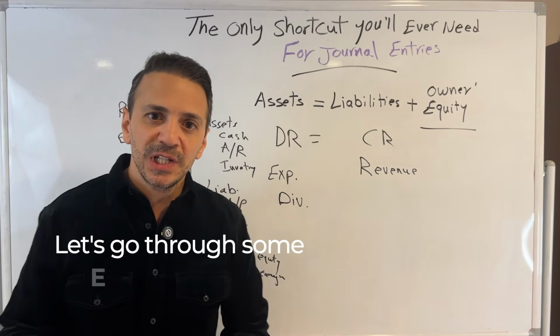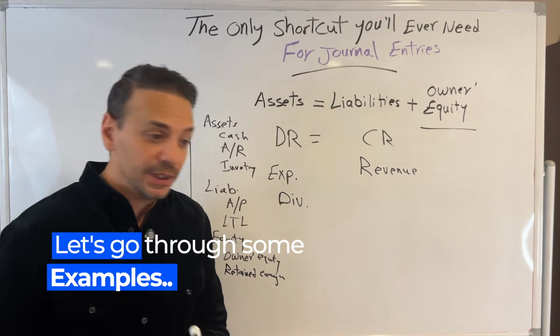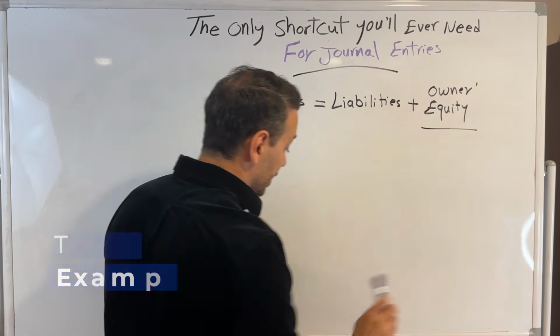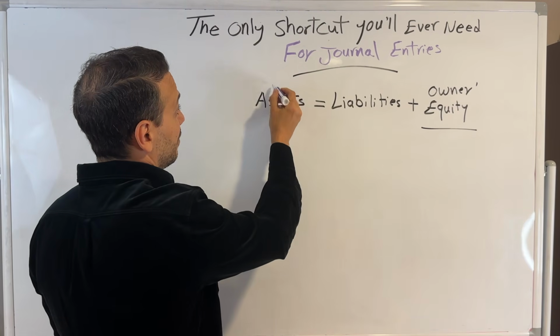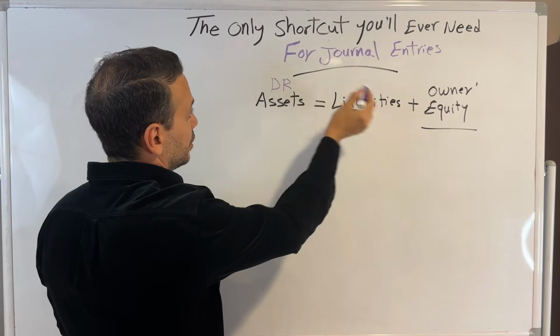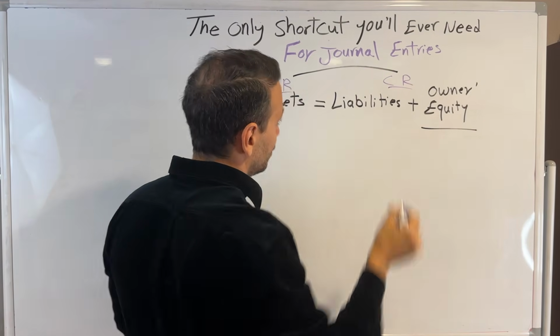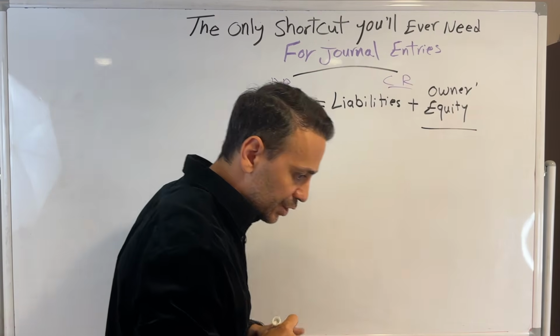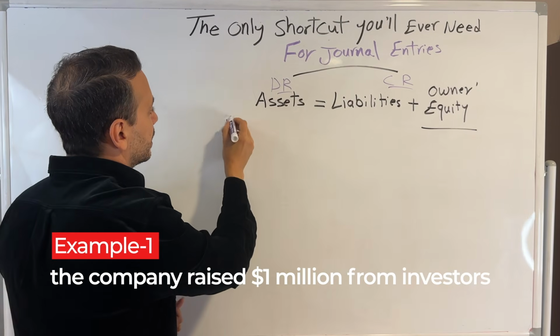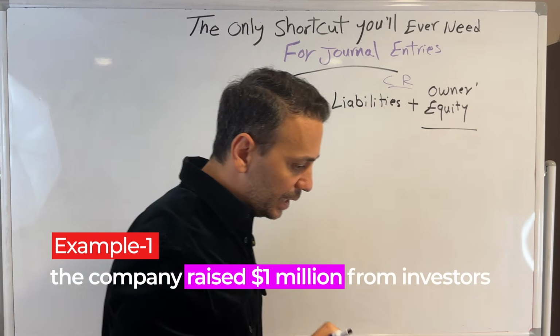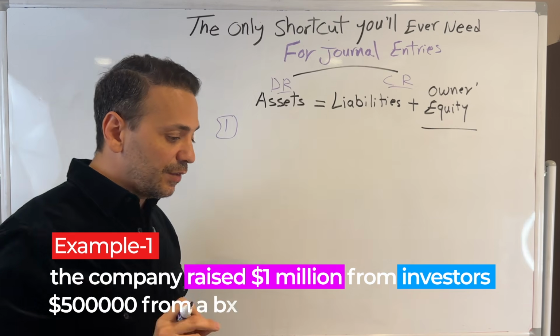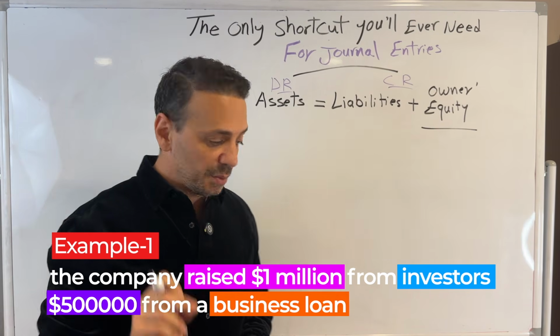All right, so let's go through some examples so that we can practice what we learned so far. Remember, we said assets always have a debit nature, and liabilities and equity have a credit nature. That's going to help us when we go through these business transactions. So transaction number one: the company raised $1 million from investors and $500,000 from a business loan.